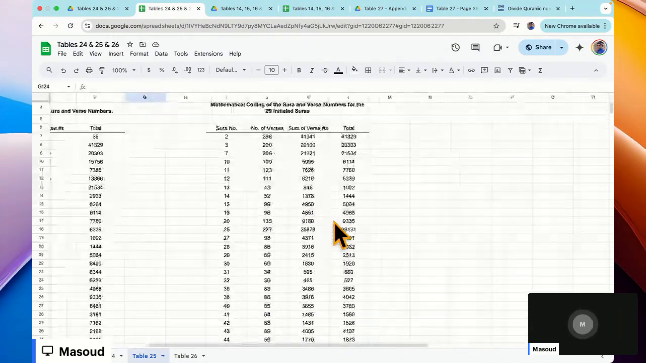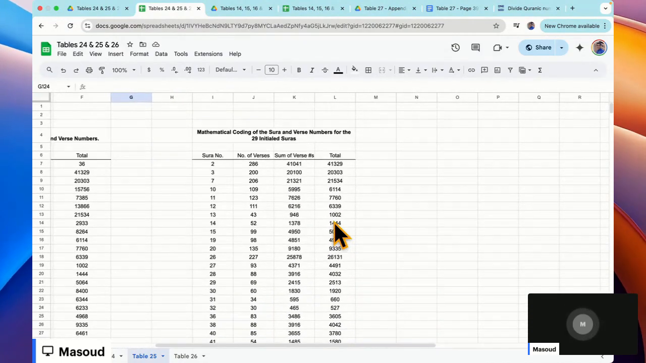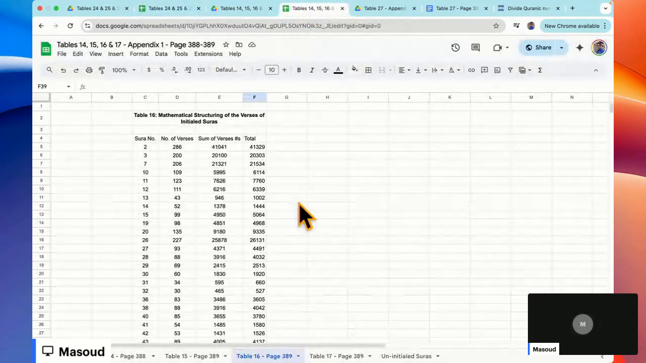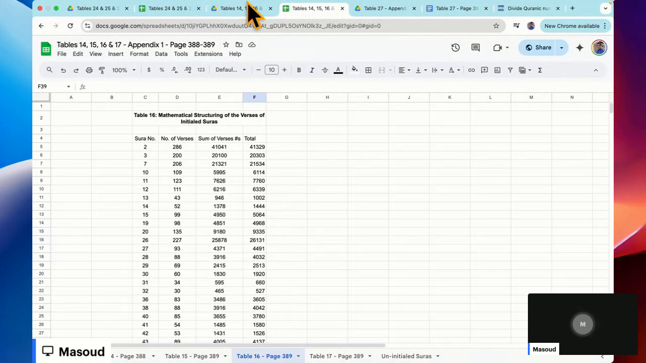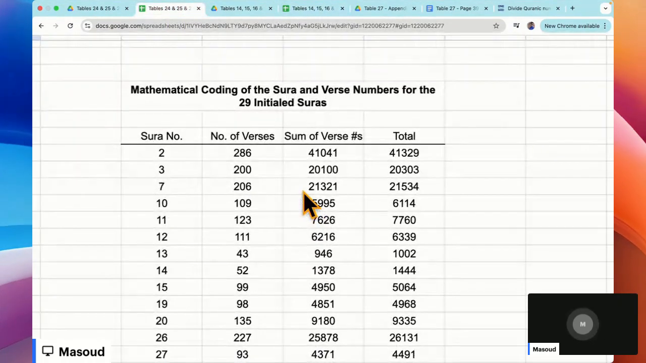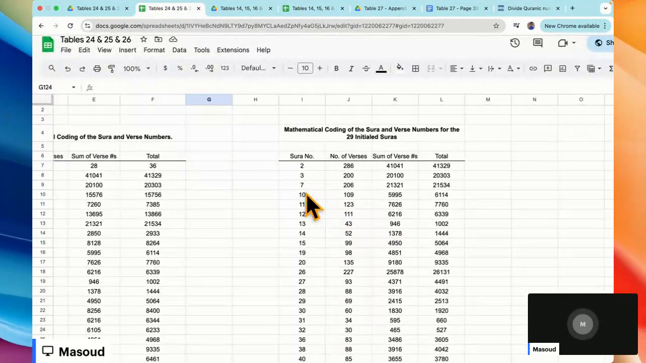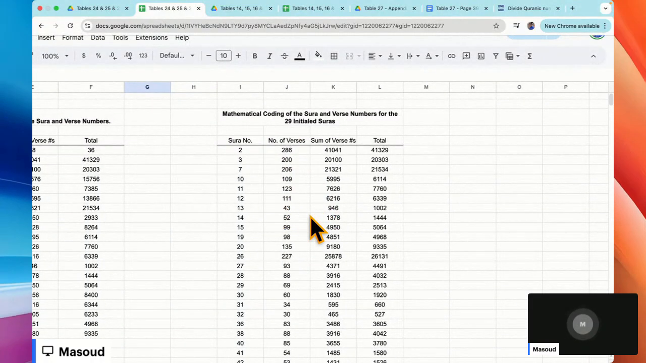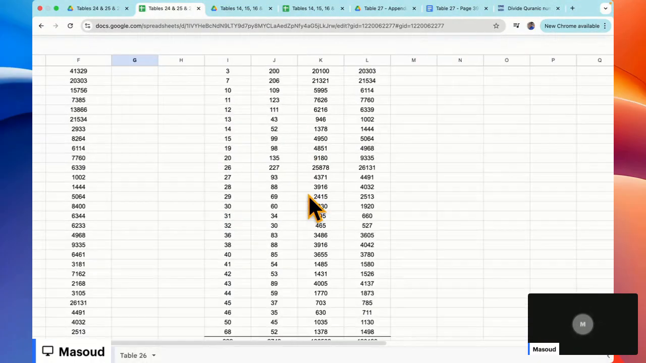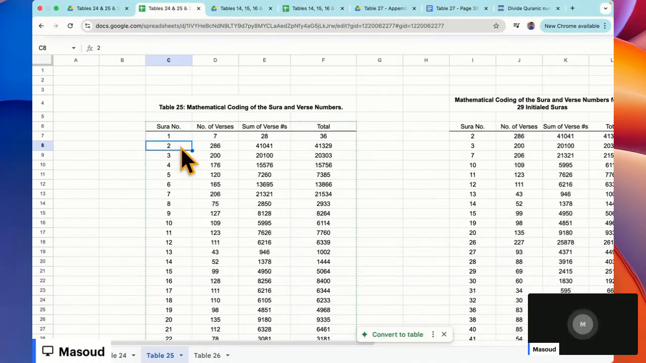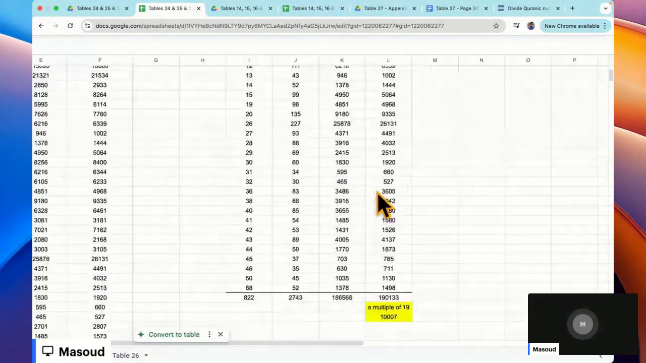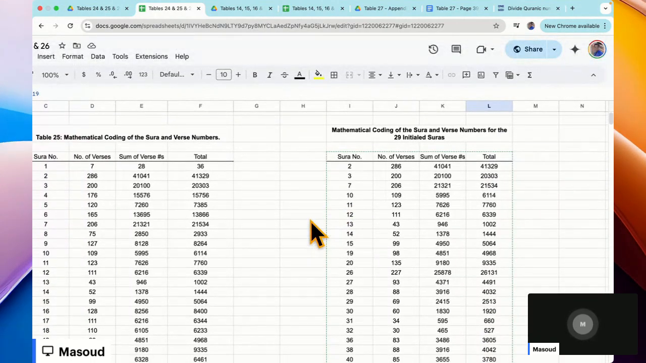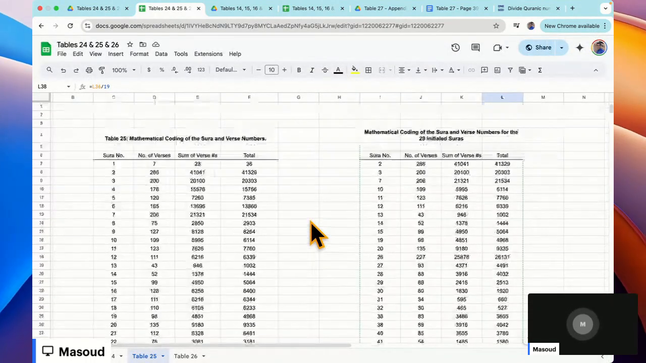And I just showed you Table 16. I have reproduced it here side by side with this table for you to be able to take a look. These are the initial surahs. And if we extract those from among here, all the initial surahs, and put them all over here, we will end up with a multiple of 19. This is absolutely fantastic. And this is just half of the story.